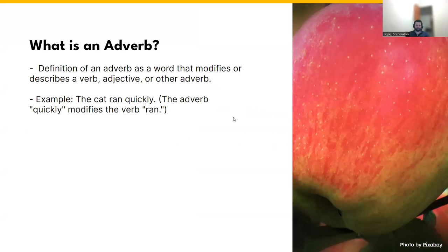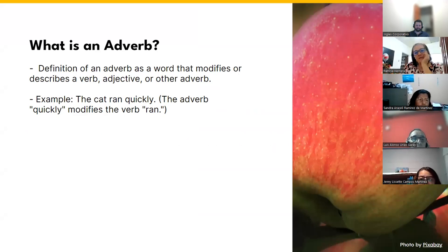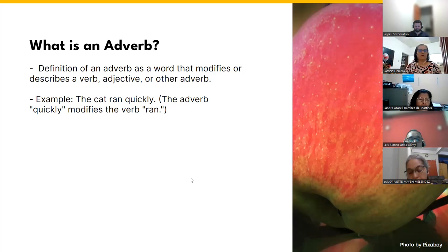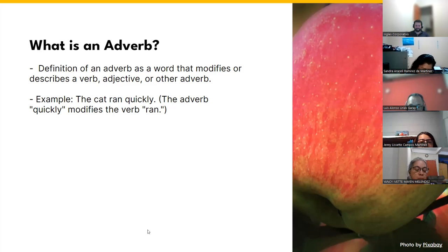All right, so what's an adverb? The definition is here, guys, but from what you have learned so far, what's an adverb? Definition of an adverb? A word that modifies, or describes, something. Right, very good. So it's a word that modifies something. Okay, what is that something? The word, the person, verb, adjective, the animal, another adverb. An adverb. Okay. The verb.